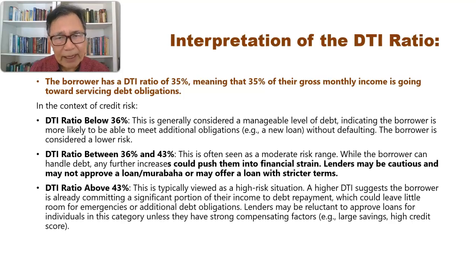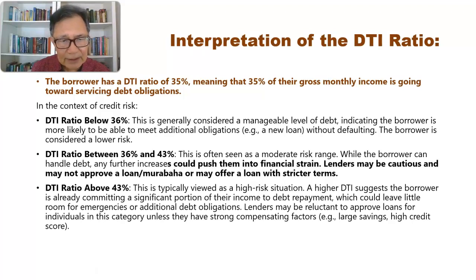So what does it mean to the bank, given the DTI ratio of 35%? Let us see here that a DTI ratio below 36% is generally considered a manageable level of debt, indicating the borrower is more likely to be able to meet the additional obligation coming from the new loan without defaulting. So a borrower with a DTI ratio below 35% is considered lower risk. Then we have a DTI ratio between 36% and 43%. This is often seen as a moderate risk range.